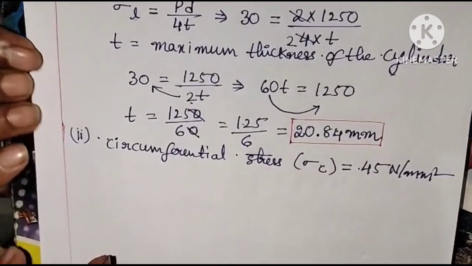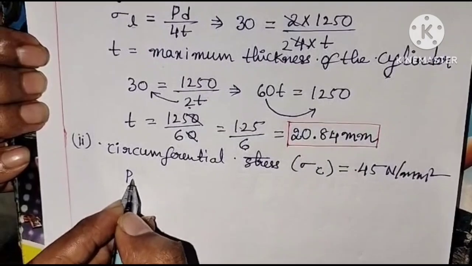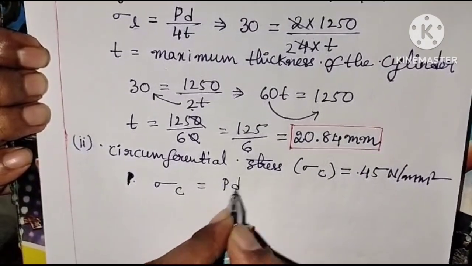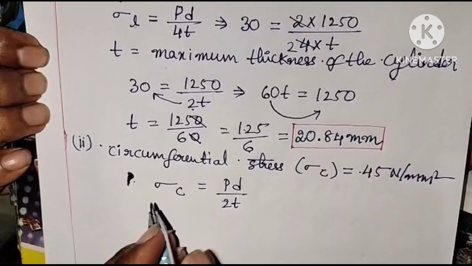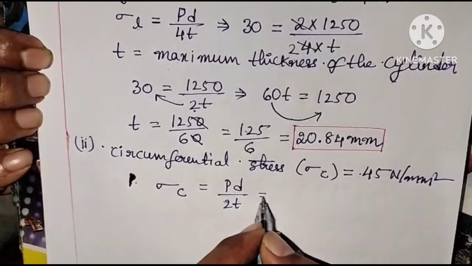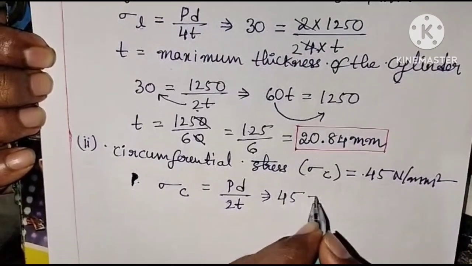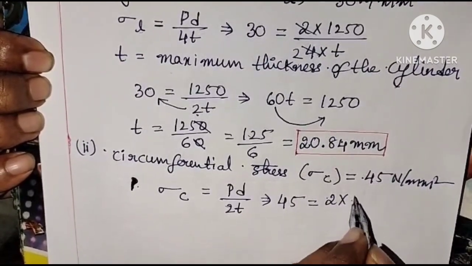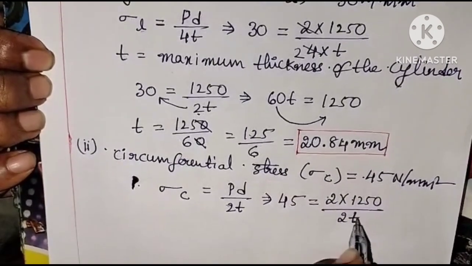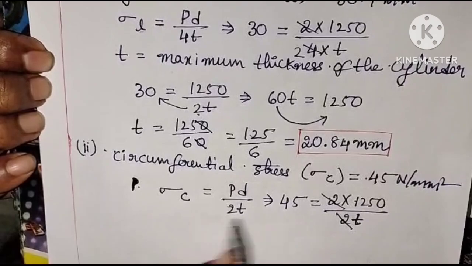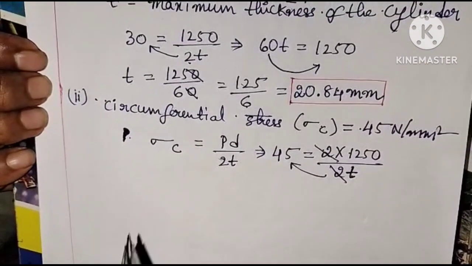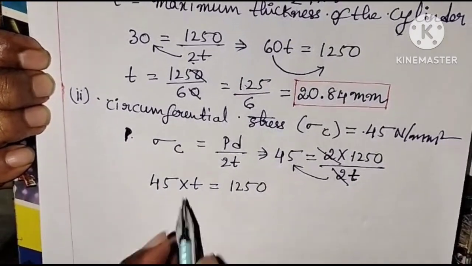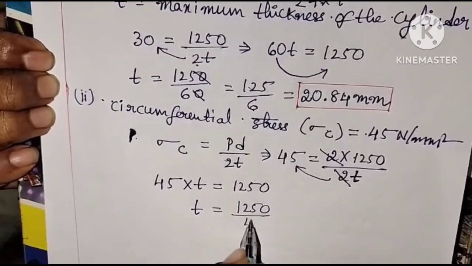Now based on circumferential stress, what is the thickness of the cylinder? We know that circumferential stress sigma c is equal to pd by 2t. Now substitute all values. Sigma c is 45, equal to internal pressure 2 into internal diameter 1250 by 2 into t. So the 2s get cancelled. Now transpose t: 45 into t is equal to 1250. We need the value of t, so transpose 45, t is 1250 by 45.